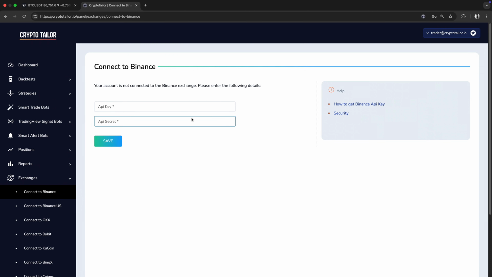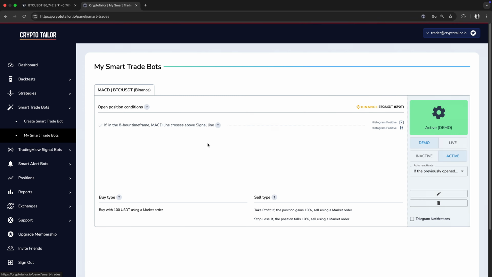Once your exchange account is successfully connected, activating live trading is straightforward. Simply switch your bot from demo mode to live mode. From now on, whenever the buy condition is met, the bot will automatically use your exchange's API keys to execute trades, placing buy and sell orders and managing your positions based on the take profit and stop loss levels you've specified. And that's all there is to it.